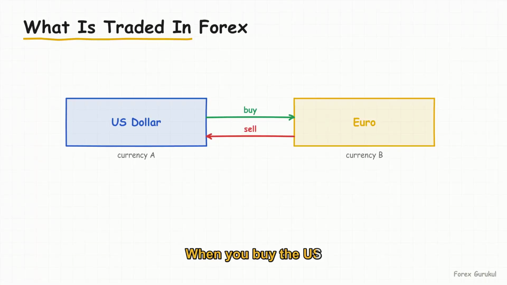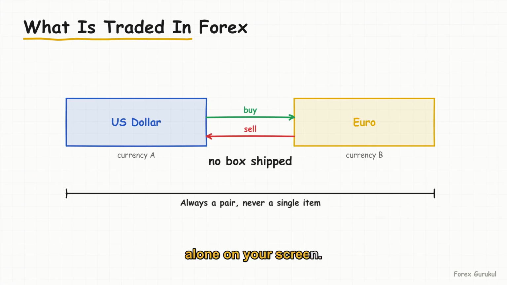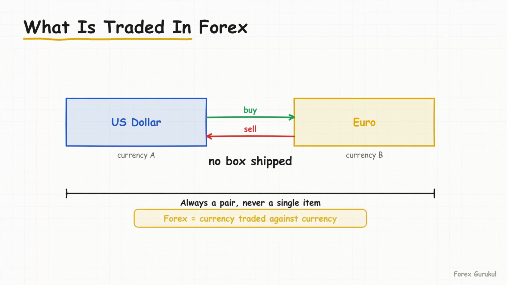When you buy the US dollar, you are in the same instant selling something else, maybe the euro, maybe the yen. There is no dollar sitting alone on your screen. It only exists in the market as a pair, always priced against the counterpart. That single idea, always a pair, never a single item, is the foundation everything else in this course sits on.